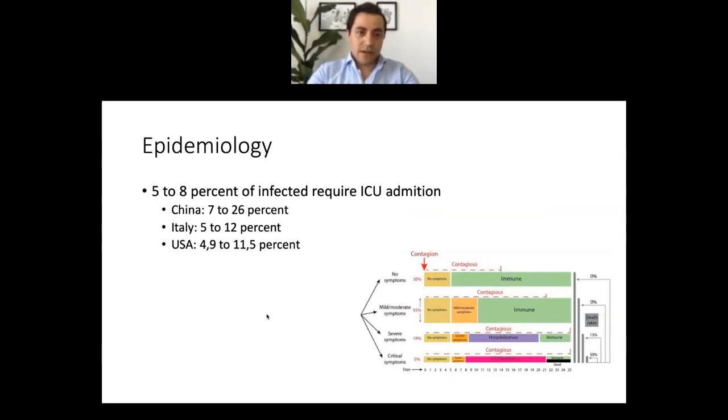Let's focus on how many of the infected people are required to be admitted to the ICU. We can see that it depends on the region of the world. 5 to 12% of the infected require ICU admission. In China, this seems to be a bit more than in the United States and in Europe, where it's between 5 to 12% of the infected.